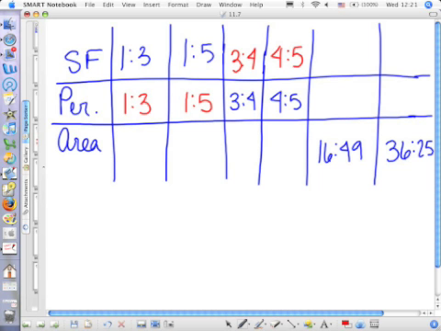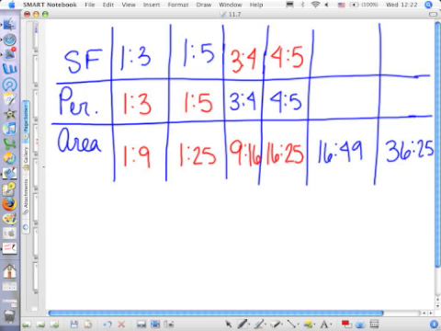But now, how do you get the ratio of the areas? I'm looking at this first column. If I want the ratio of the areas, what do I do with these two numbers? I square them. So I have 1 to 9. I square these. So I have 1 to 25. What's the next one? 9 to 16. What's the next one? 16 to 25. Be careful you're not doubling, but you're actually squaring. Okay? All right?